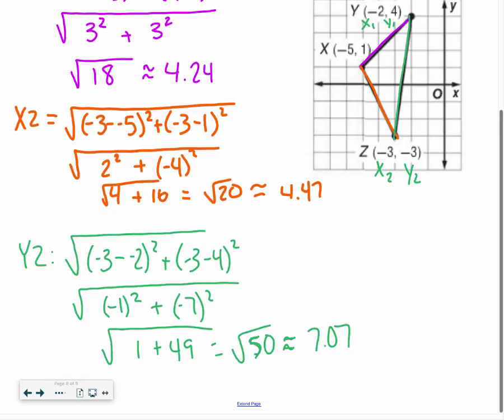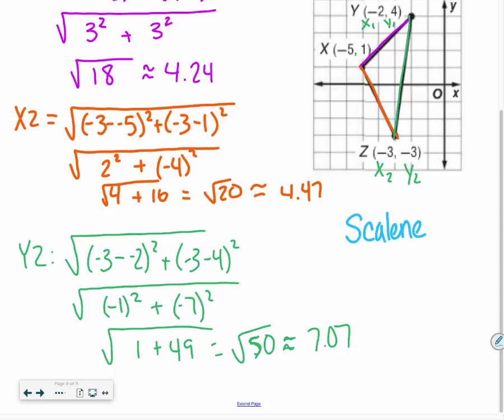Okay, so I found the 3 sides. Now I want to classify it by its sides. So equilateral means all 3 sides are the same. I don't have 3 equal sides, so I know it's not equilateral. Isosceles has 2 equal sides, and I don't have 2 equal sides, so I know it's not isosceles. Scalene has 3 different sides, so I know that's what type of triangle this is.